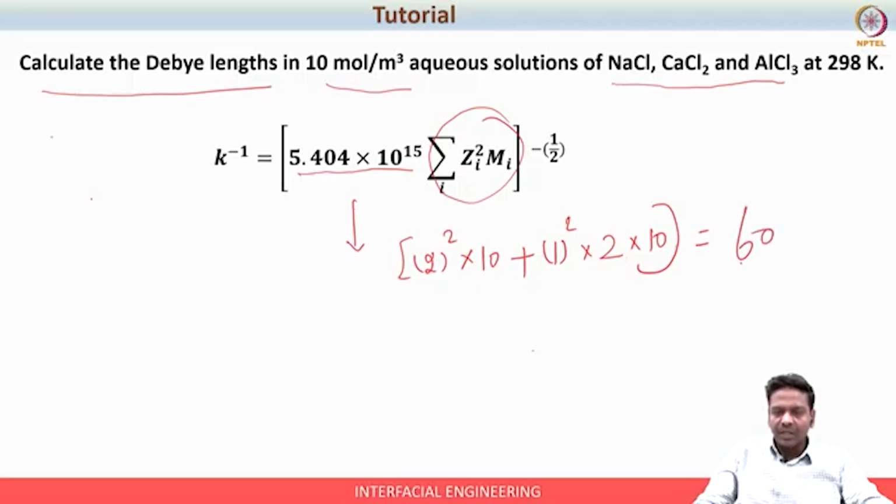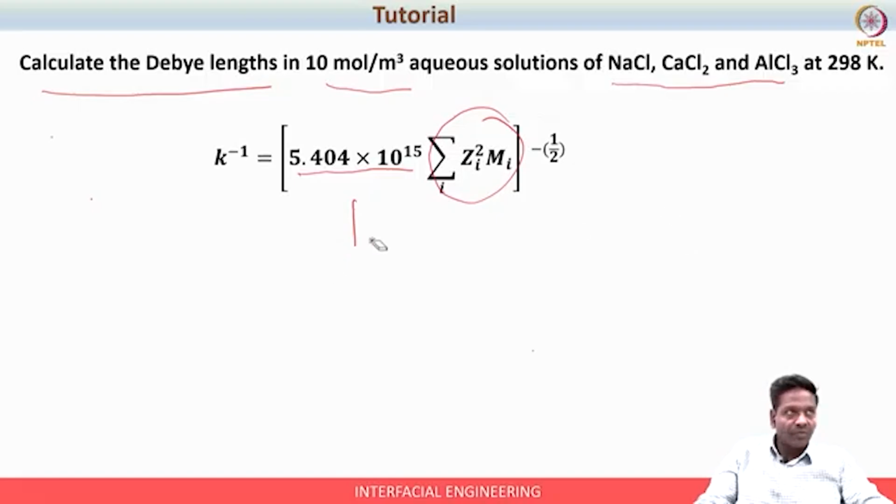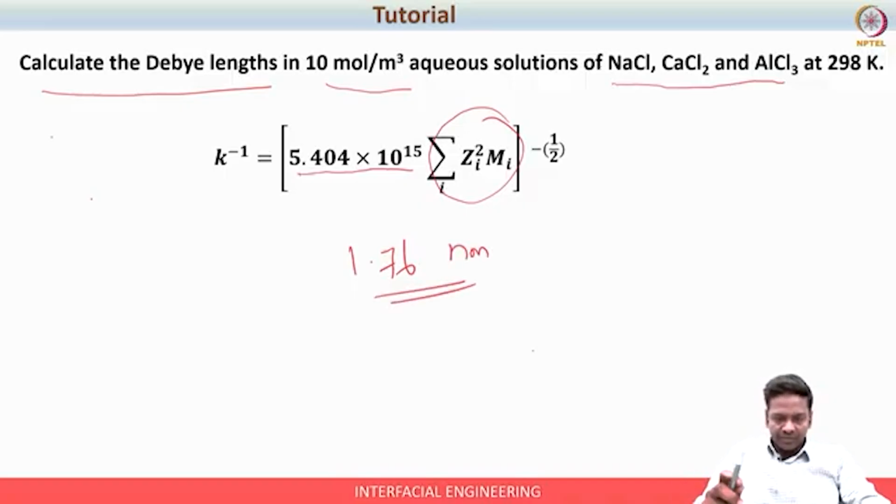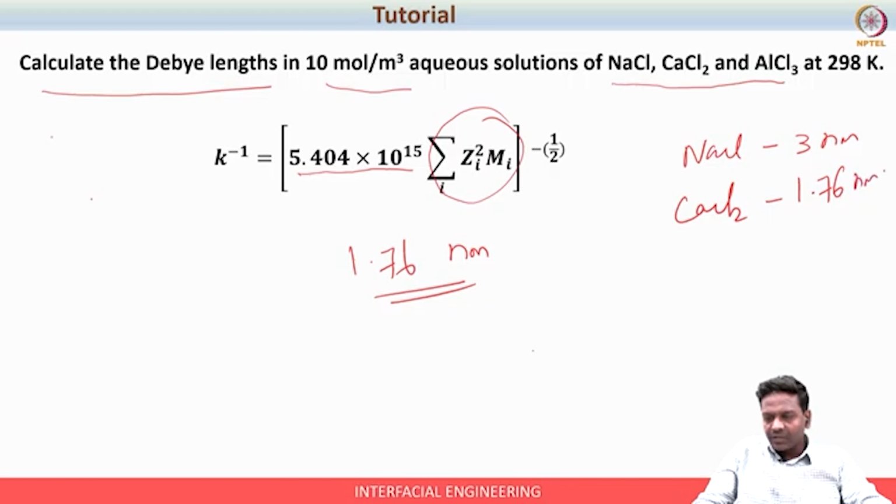If I multiply this 60 with this prefactor, you will get the answer, that is K inverse, which is given in terms of nanometer, that is 1.76 nanometer. So in the case of NaCl, we had 3 nanometer. In the case of calcium chloride, it is 1.76 nanometer.